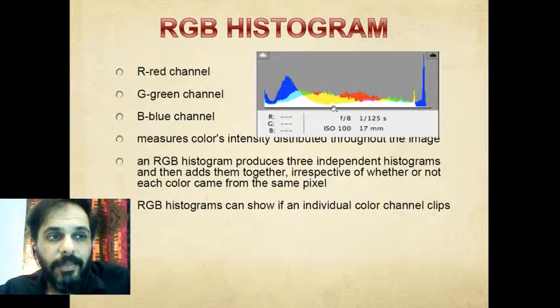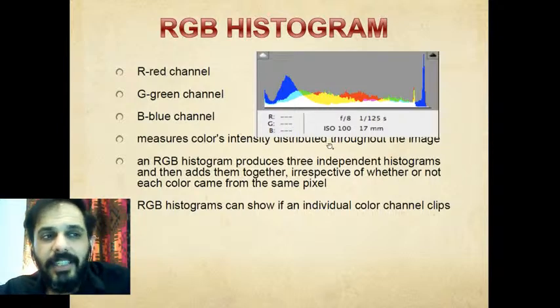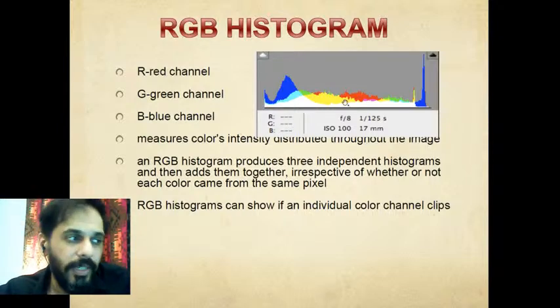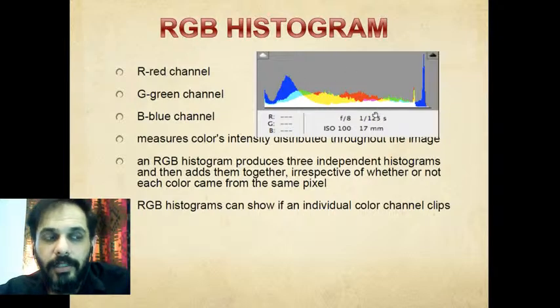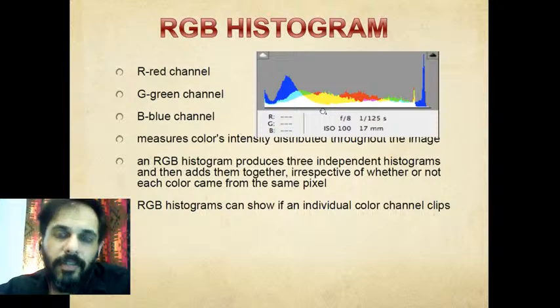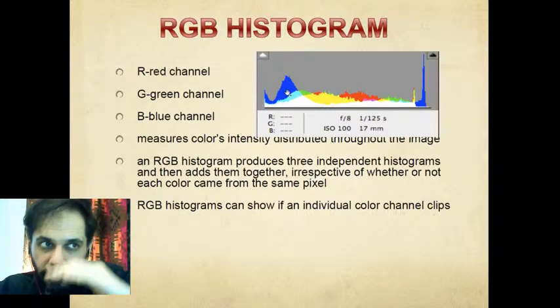R means how much red color you have, G is green, B is how much blue color. So it measures the intensity distributed through the image. Suppose you are taking a photograph in a room where there is a lot of blue light and blue furniture, so that blue will be much higher, and it will show over here. If you don't want that blue to be higher, you make some changes until the blue starts coming down. This graph is coming down.